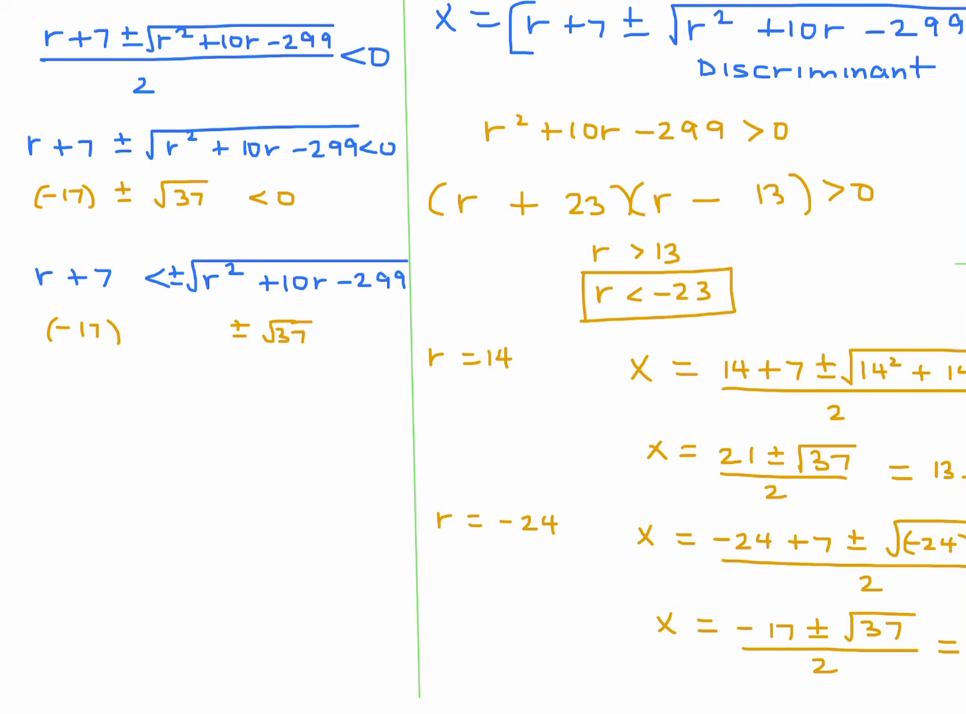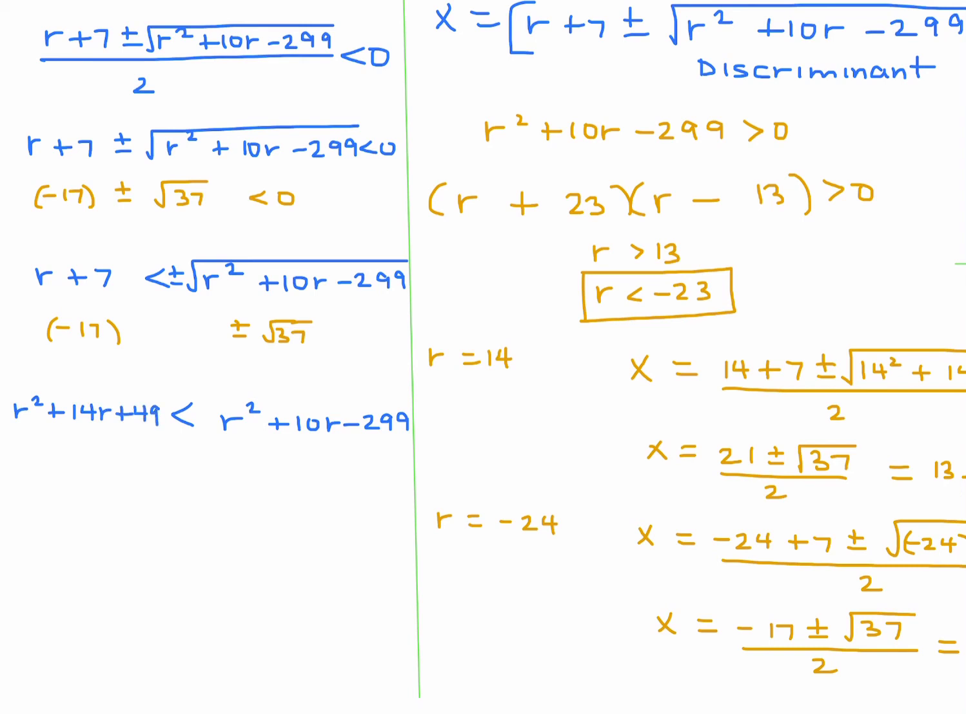Now, here's the part of the question that we need to pay close attention to. I want to get rid of that radical sign. And when I do, obviously, I square both sides. When I square the right side, it just becomes r squared plus 10r minus 299. When I square the left side, it'll be r squared plus 14r plus 49.